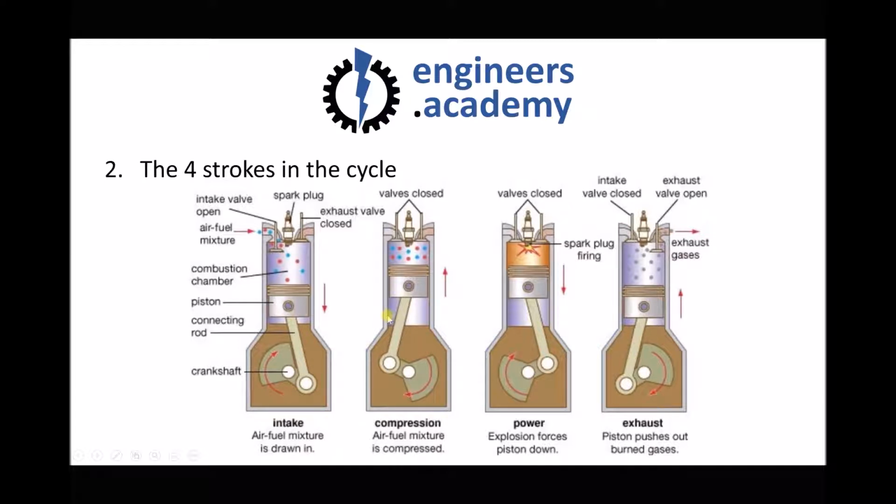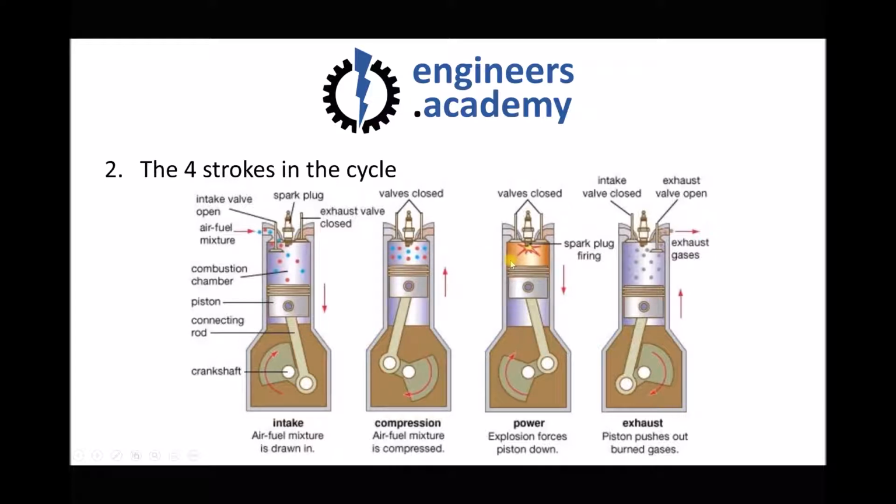The next stroke in the cycle is compression. We don't want to ignite that gas until it's placed under pressure. So during this stage, the crankshaft is rotating, the piston is being pushed forwards, and we're seeing a reduction in the volume of the air-fuel mixture. Once we reach the minimum volume, we're ready to ignite that air-fuel mixture.